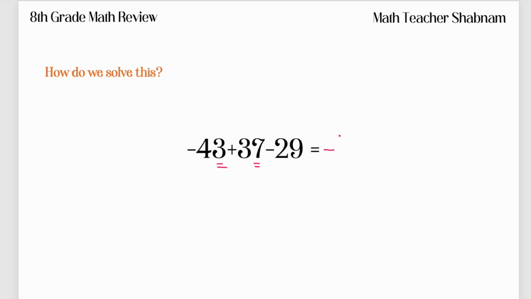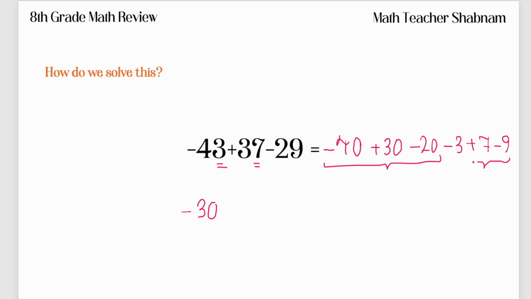How about I write everything in terms of tens and ones. We have a negative 40, a plus 30, and a negative 20. I also have a negative 3, a plus 7, and a negative 9. How about we talk about the tens first? Negative 40 and negative 20 give us negative 60. Plus 30, that's negative 30.